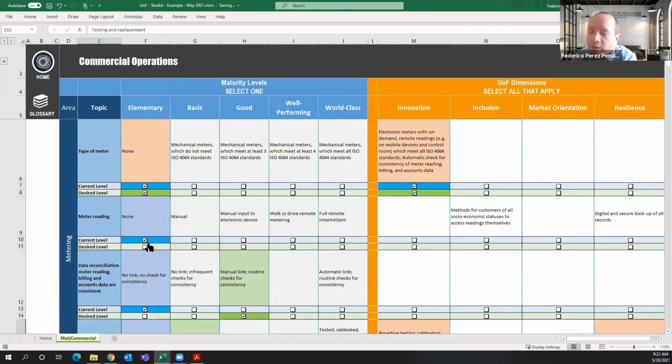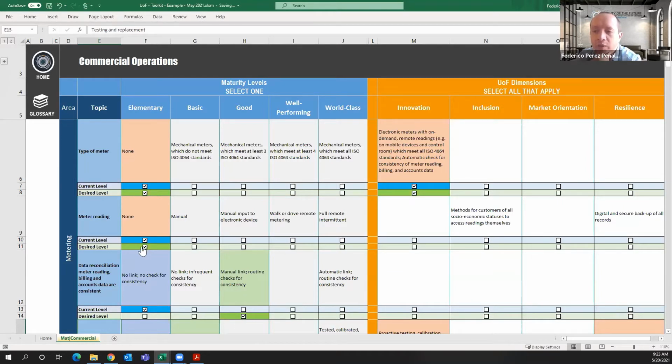Sometimes you can have the same level. You can evaluate that, okay, we don't have this process in particular, but for the next level, we can keep doing this the same. No, it's not the idea, but in some cases, the utility decides to just stay at the same level. No. For the current level, it's really important to be honest with the answers, because based on that, you can design your planning process and your improvement plan.